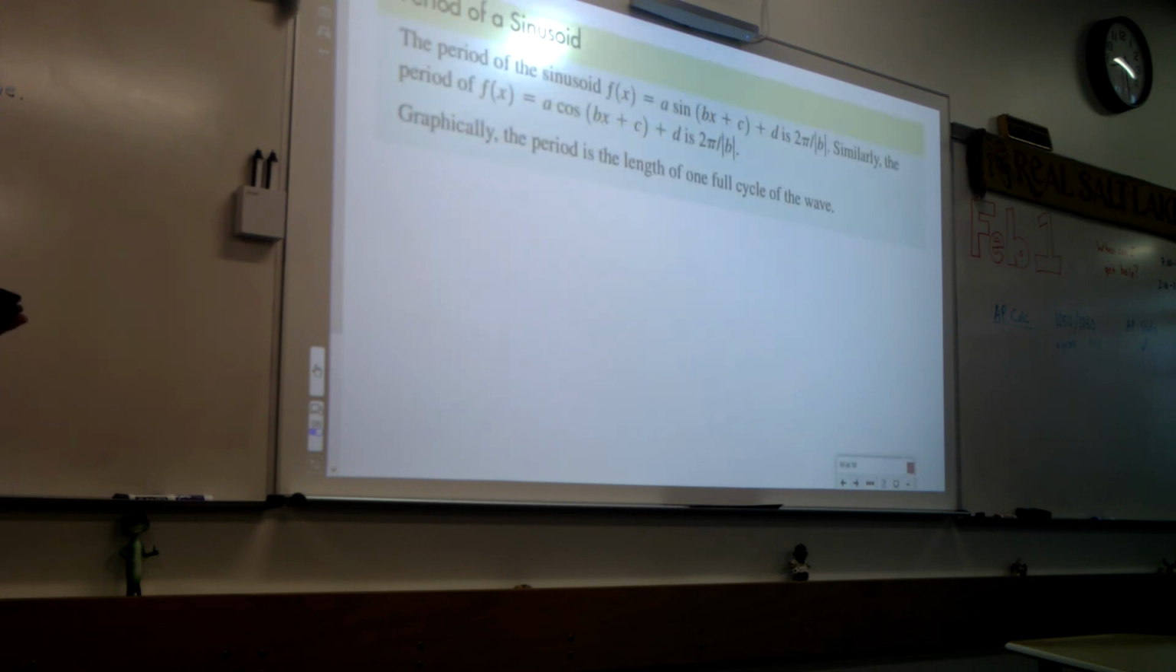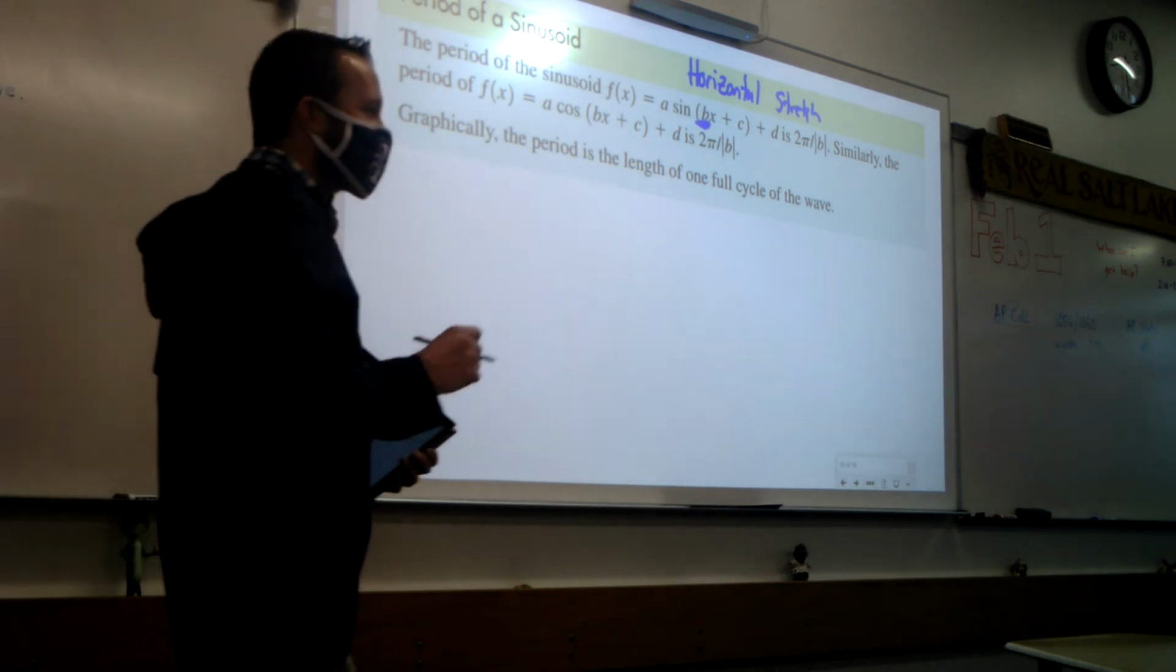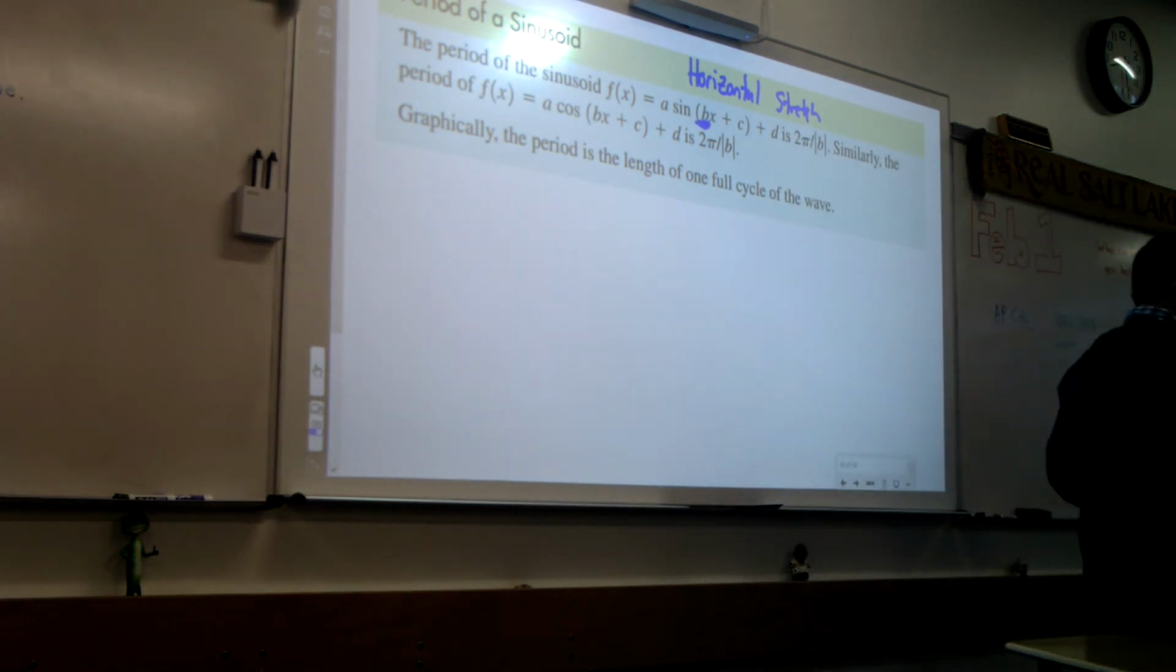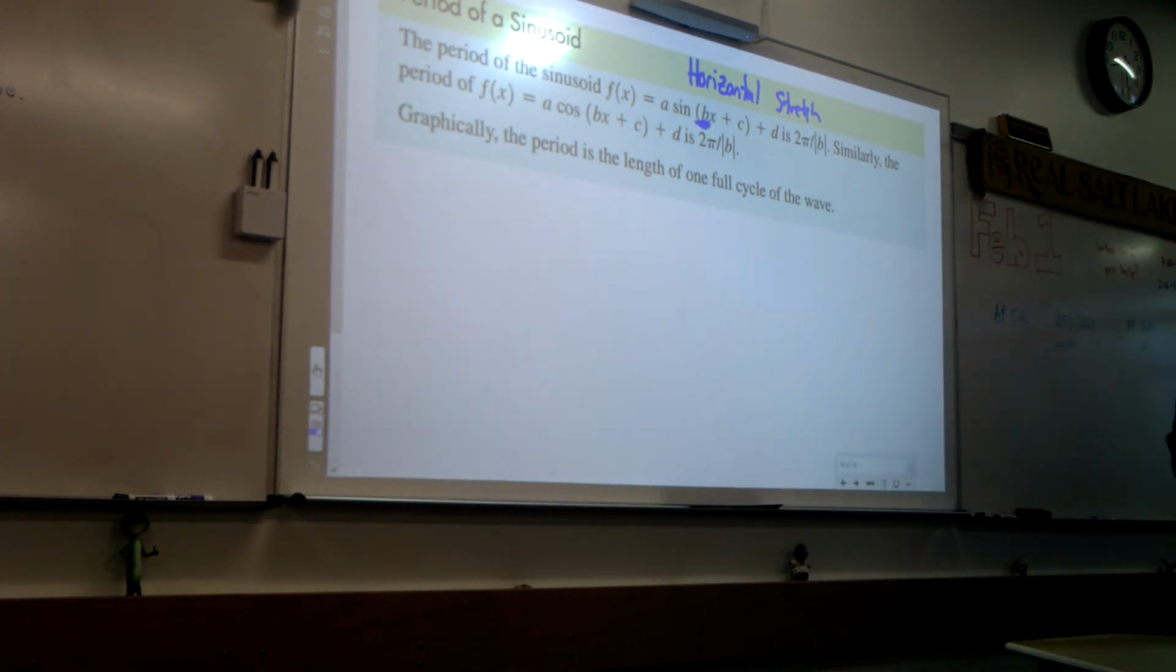Okay? So then let's talk about the effect that B has. Timesing on the inside, this is what we called last time a horizontal stretch. Or when we did our parent function project, we talked about horizontal stretches. And what was tricky about horizontal stretches? What did you have to multiply by? The reciprocal. And we're going to see that same thing here.